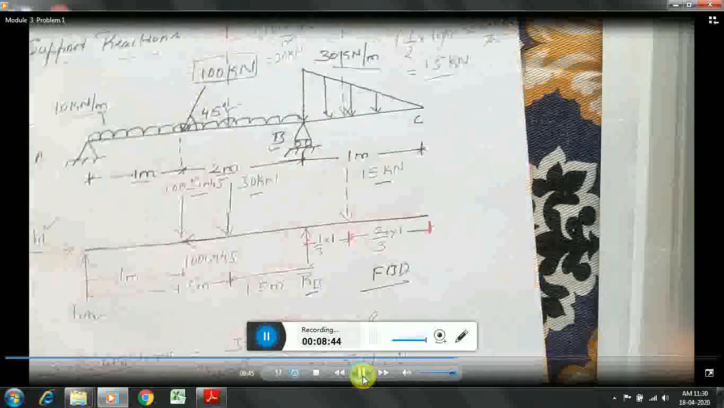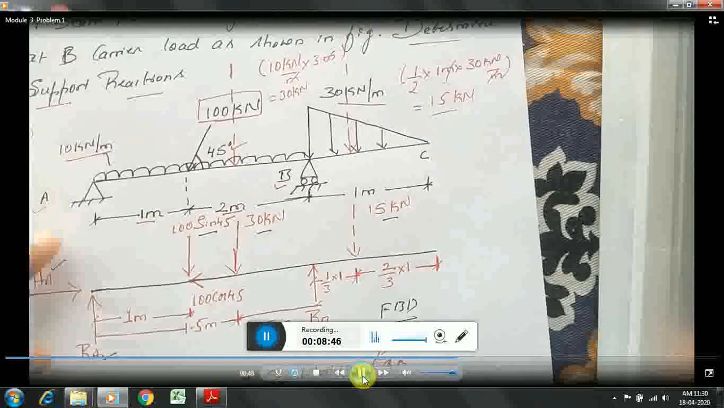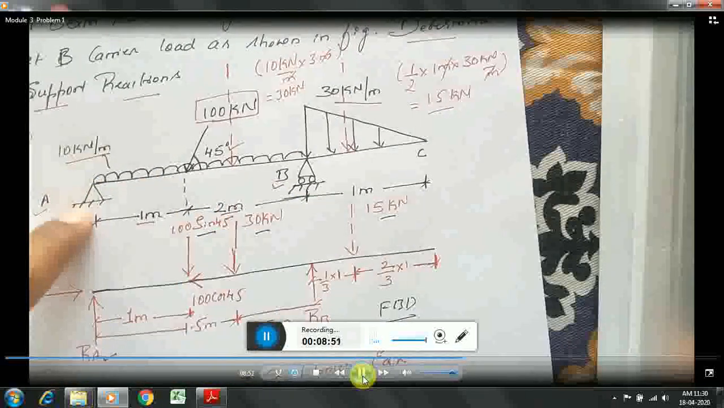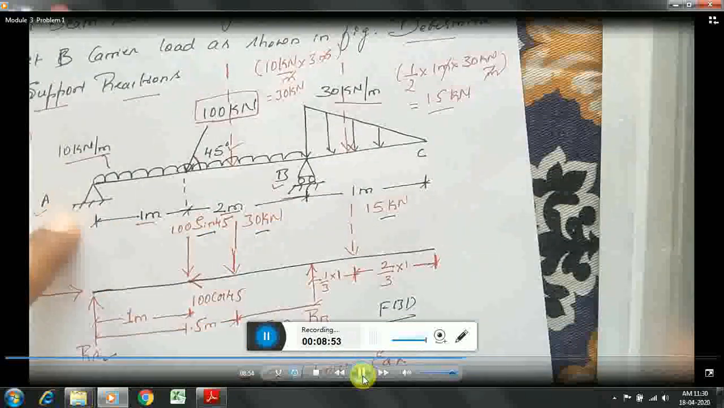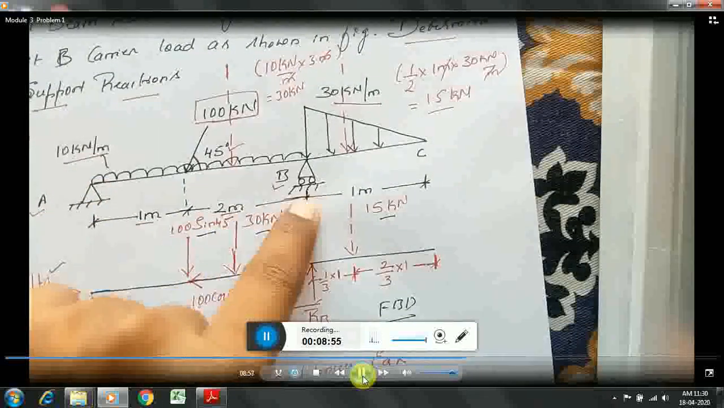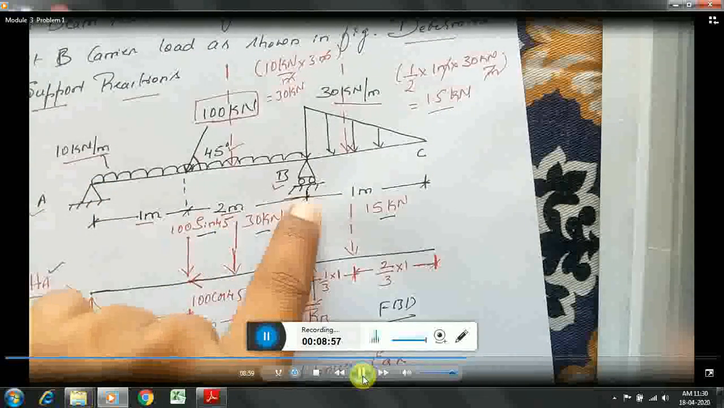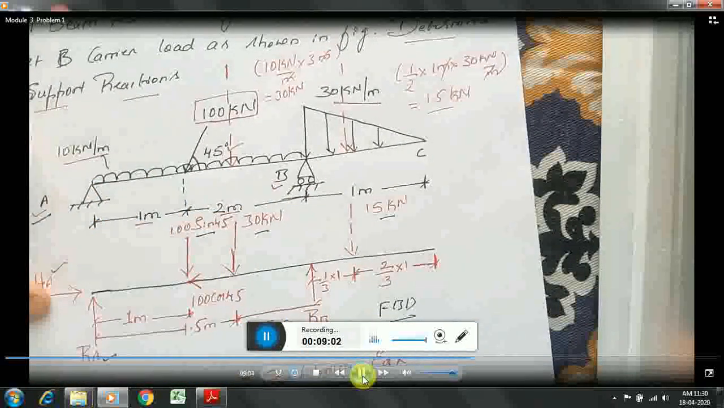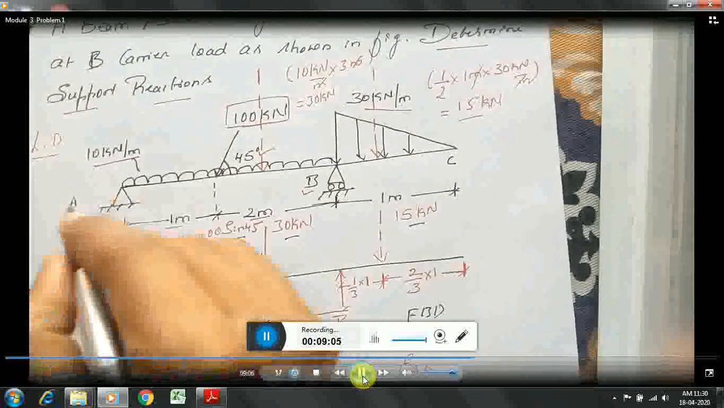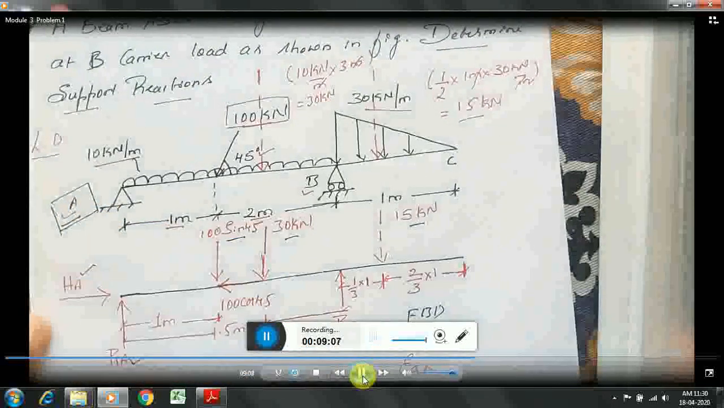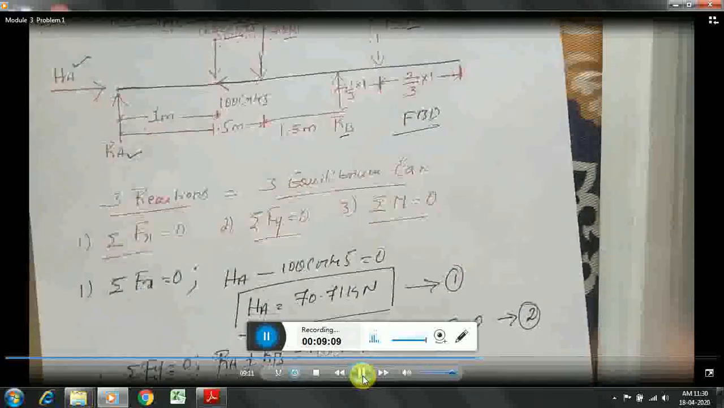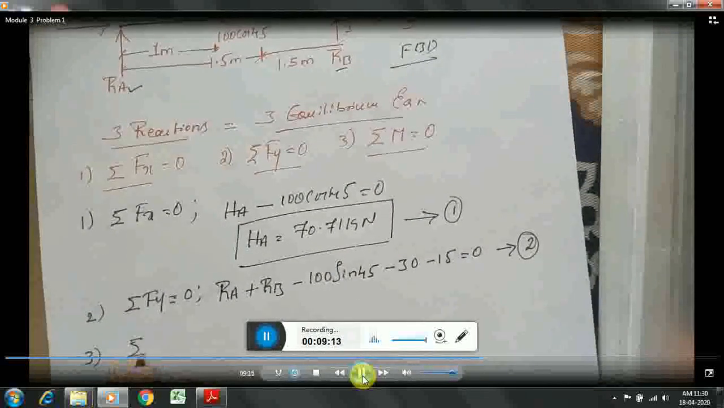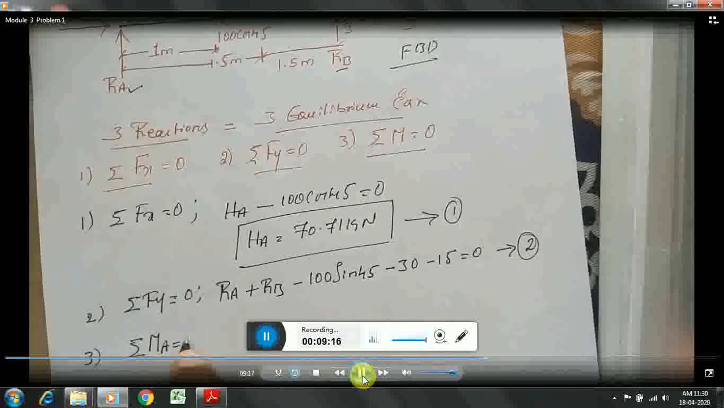Then, looking at this beam, either I can select the moment point as A or B, because A is a pin support and B is the roller support. I can either select point A or I can select point B to calculate the moment. But for my convenience, I will be selecting point A to calculate the moment. So I will take the third equilibrium condition, that is summation MA is equal to 0.